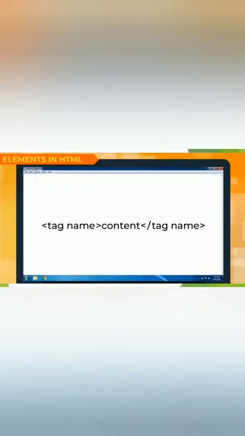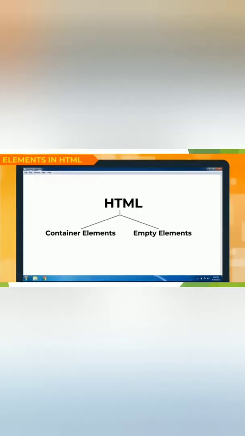Yes students, we saw earlier that in any tag we write the content in the middle, the tag name is the starting tag and the tag name is the end tag here. The end tag is always closed with the forward slash, that is the element tag. See here, an HTML element has two parts. One is the container element, the second is the empty element. So what is the difference between a container element and an empty element? I will tell you.